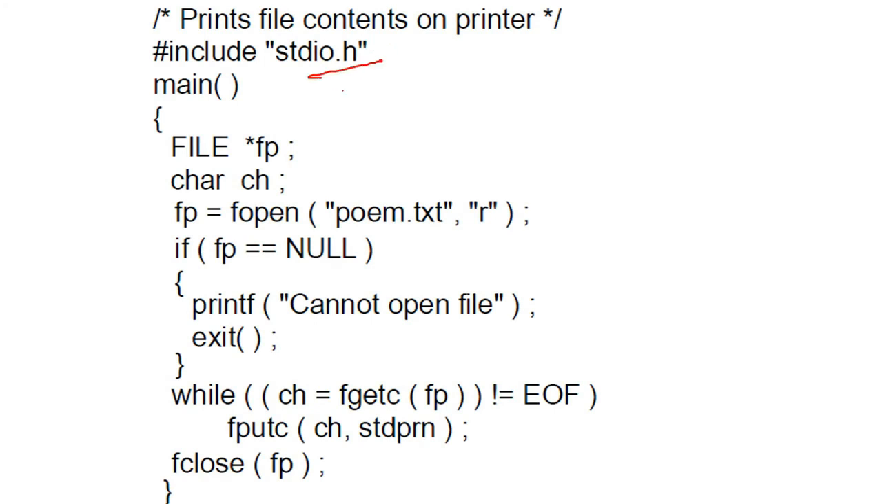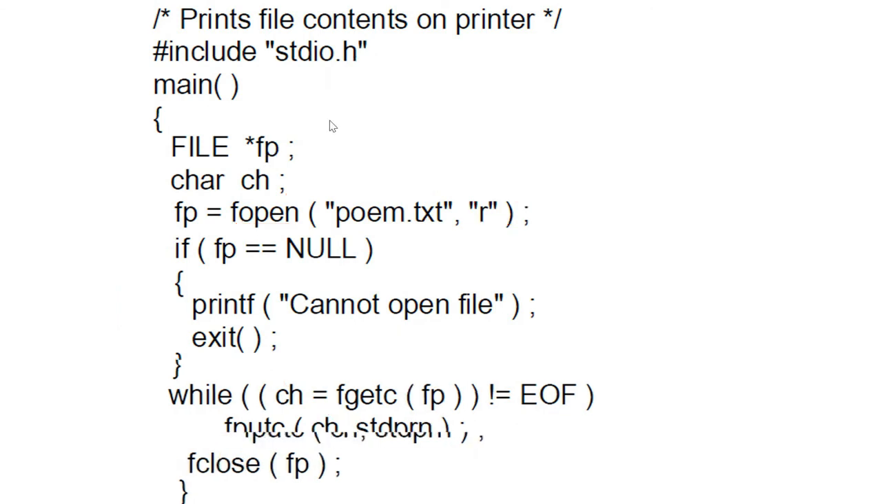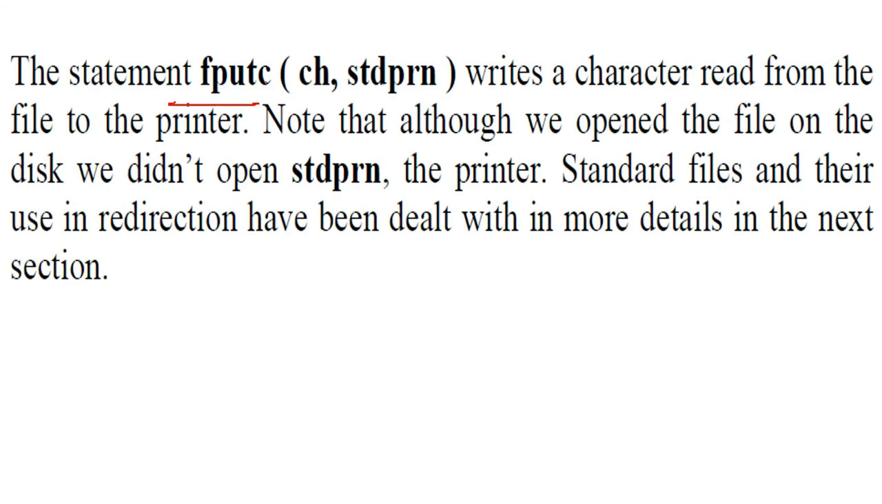This is stdio.h. We have a file pointer, we have a character variable. Now we are opening, with fopen, poem.txt in read mode. If it is not opening, we raise some issue. Otherwise, we get a character with fgetc from fp, check it for EOF, and just fputc ch to stdprn. So this is how it prints directly to the printer. So this statement, fputc ch to stdprn, writes a character which is read from the file directly to the printer. So we have opened the file on the disk, we didn't open stdprn, the printer.